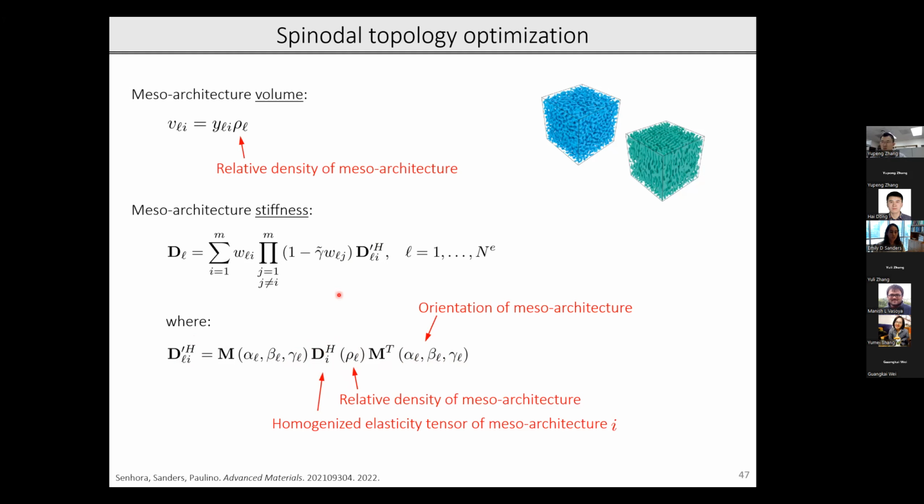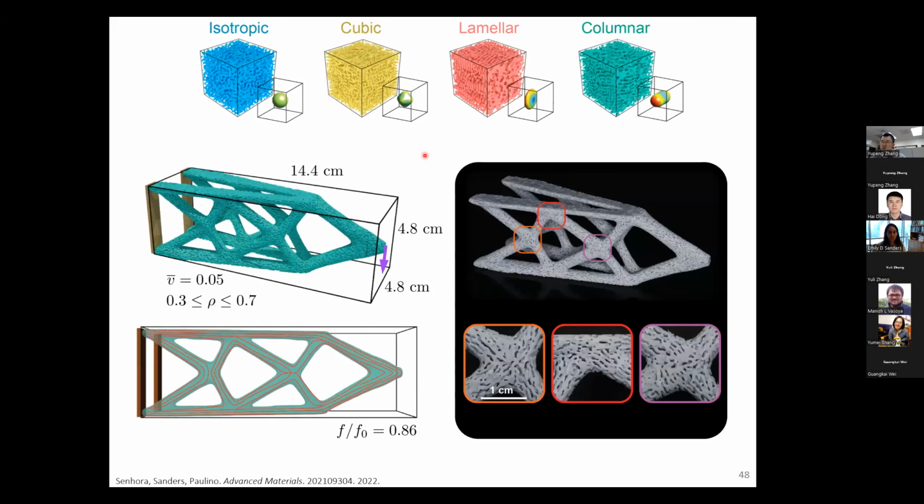Okay, so let's look at a couple of quick examples. Here's that cantilever beam again. In this case, we're limiting the volume to 5% of the domain volume. And first thing to notice is all 4 of these spinodal architectures are available during the optimization, okay? But the optimization chooses to select just the columnar, okay?